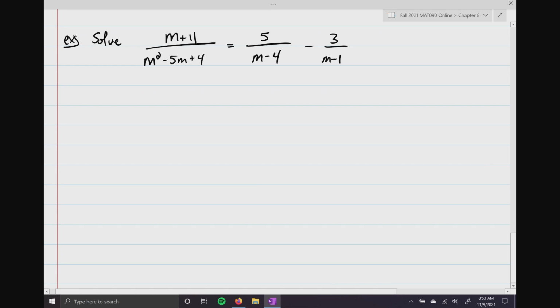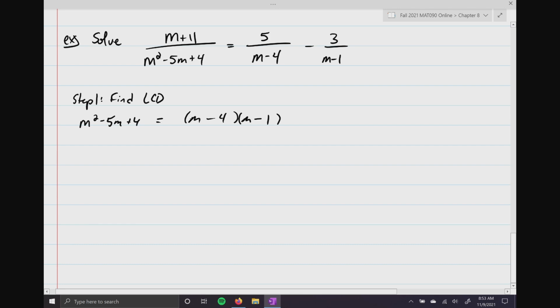So the process is still the same. Even though this problem looks more complex, it's not. The process is still the same. We're going to find the LCD. So m² − 5m + 4, well, we can factor that down into (m − 4)(m − 1), a minus and a 4 and a 1. So there's our first denominator.